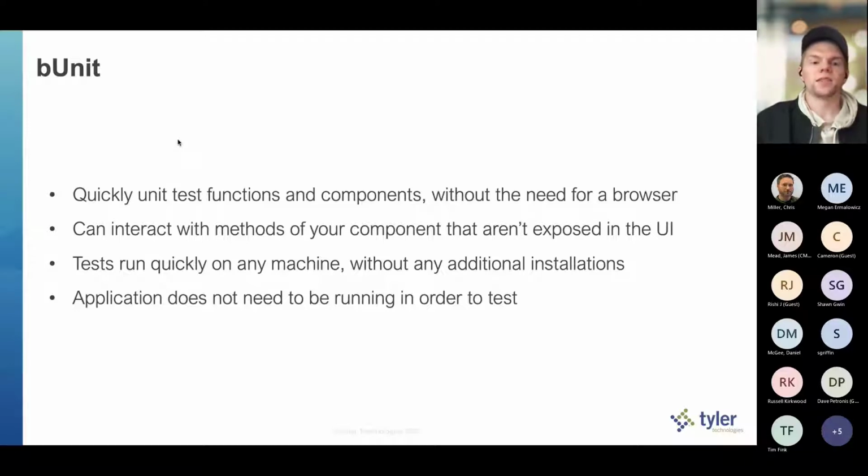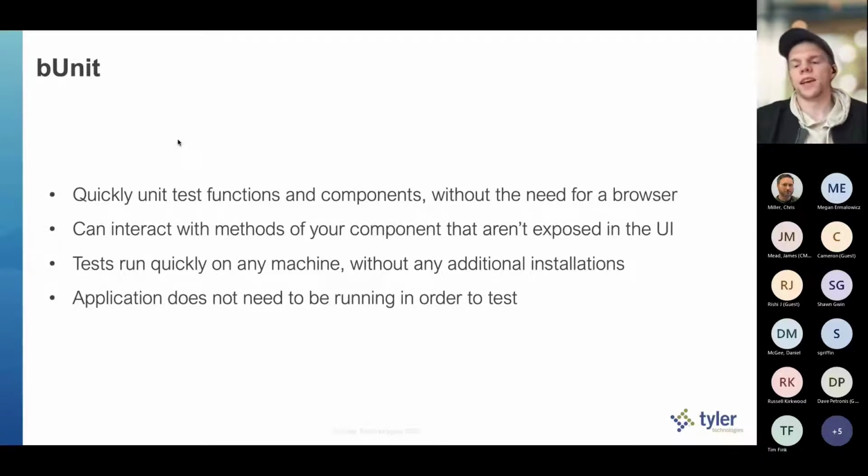I can run tests quickly on any machine. I don't have any installation, right? Playwright, I have to make sure browsers are installed. They give me that CLI that makes it easy, but with BUnit, if you have .NET for your project, you don't need anything else installed. And then the application itself does not need to be running in order to test, right? For server or for WASM, all that sort of stuff for Playwright, I had to actually .NET run the application, grab the URL, and use that for my tests. For BUnit, I didn't have to do that, right?